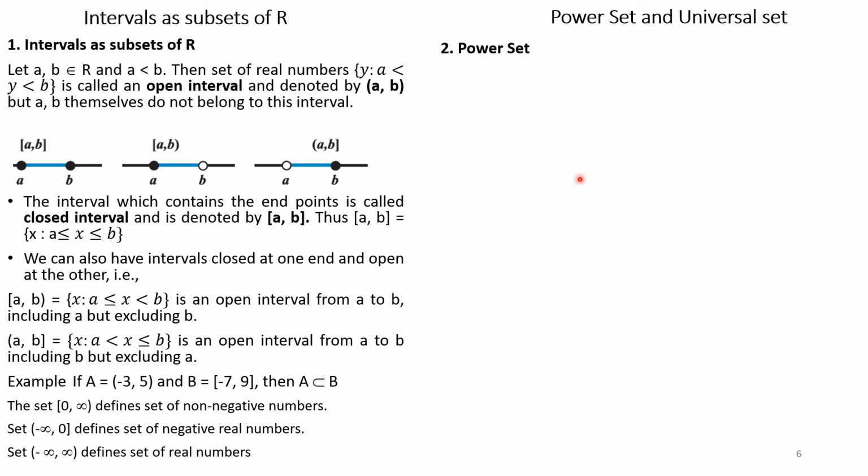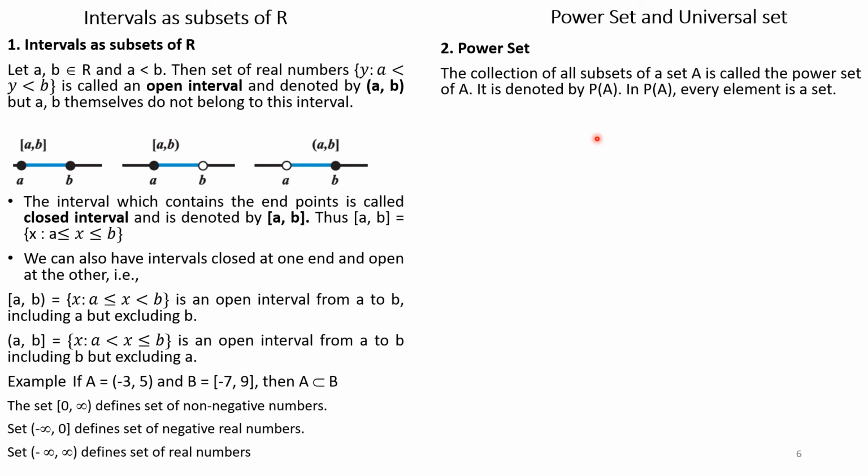Next, we will take up power set and universal set. Power set: the collection of all subsets of set A is called the power set of A, and it is denoted by capital P within small brackets, P(A). In P(A), every element is a set. Here you see every element within brackets is a set, not a number. It is a set by itself. Hence, it is a power set.